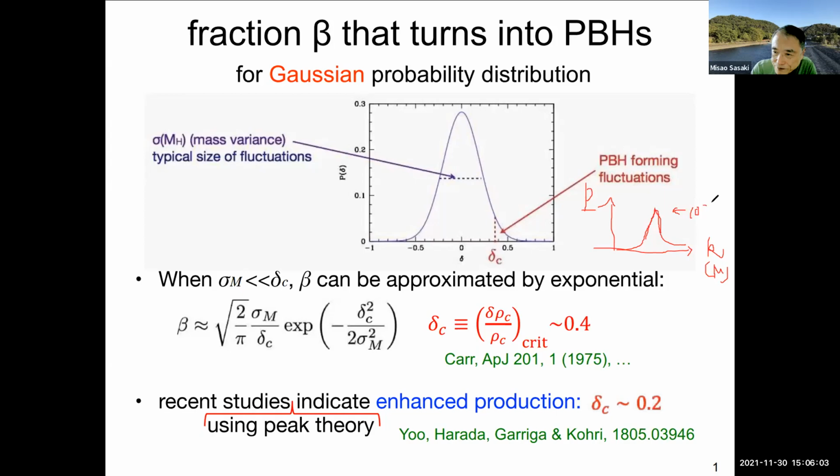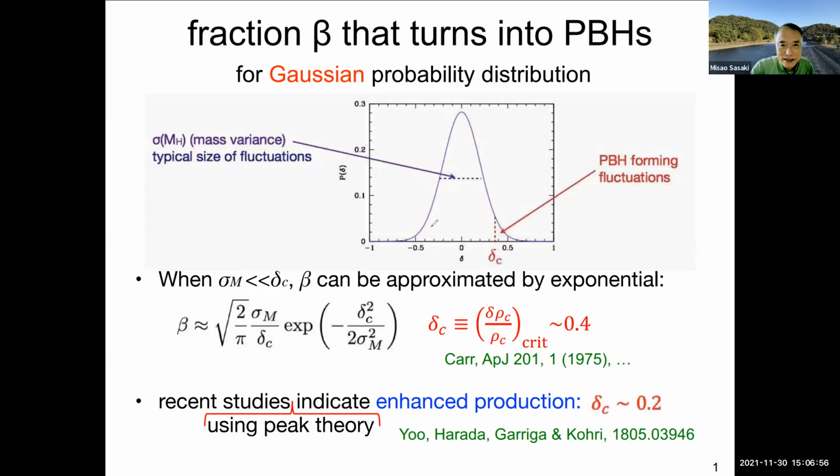So in such a case, you have the corresponding critical value, which was used in the old-style application. By the way, this approximation is called the Press-Schechter formalism, according to the traditional usage in discussions of, say, halo formation and so on. In this case you have this value, but it seems that peak theory indicates, in the peak spectrum case, a slightly smaller value, which means that you have more black hole forming problem.